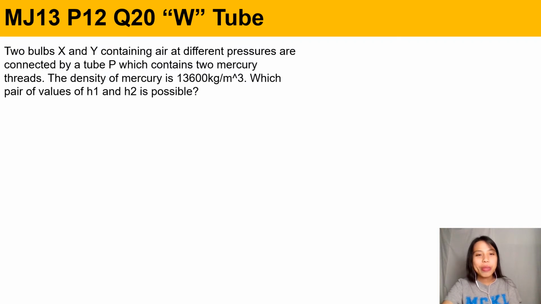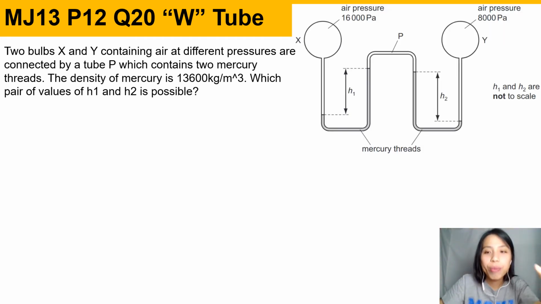Now, the next one, a little bit more challenging. These are the rare ones. Out of all the past year papers, maybe it appears once in many years, and then another one comes out many years later, but they're both in the same series. So this one is the W tube. Don't panic if you see a W tube.